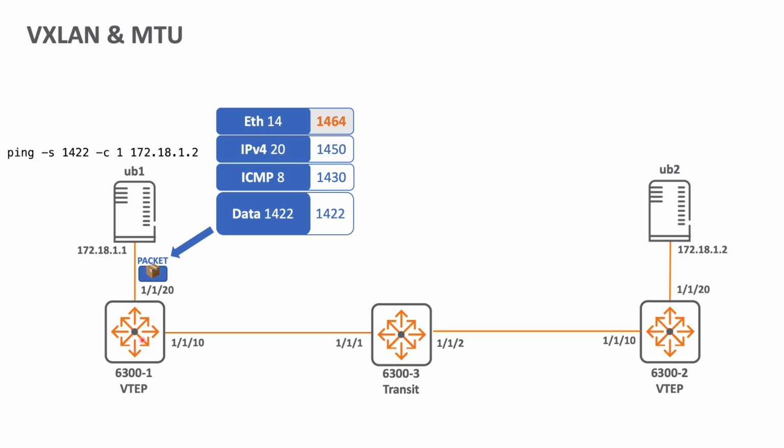Here's my lab setup. I've got the three 6300s, the two VTEPs here, and then this transit switch, which is just acting at layer 2. Then we've got the two Ubuntu servers here, which act as the customer side.